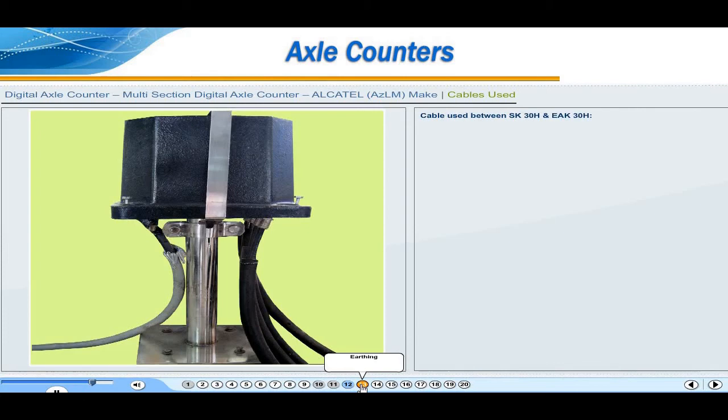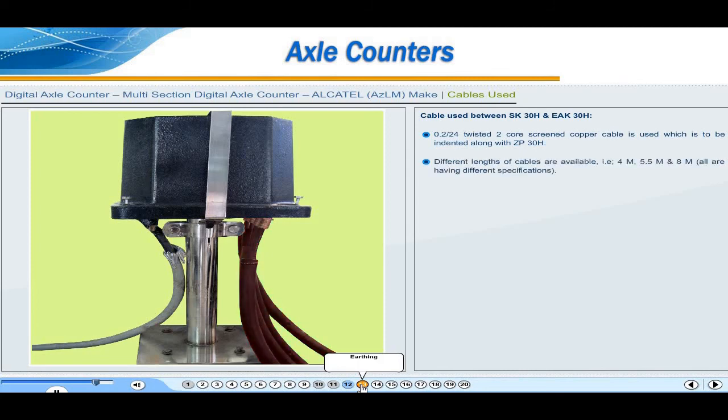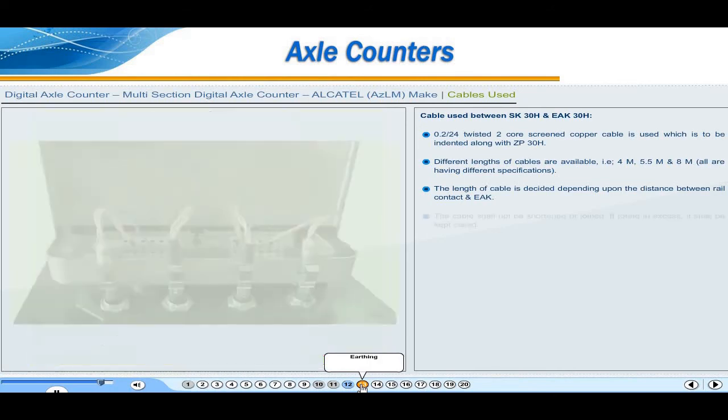Cable used between SK30H and EAK30H. 0.2 by 24 twisted 2-core screened copper cable is used, which is to be intended along with EZP30H. Different lengths of cables are available, that is 4 meters, 5.5 meters and 8 meters. All are having different specifications. The length of cable is decided depending upon the distance between rail contact and EAK.